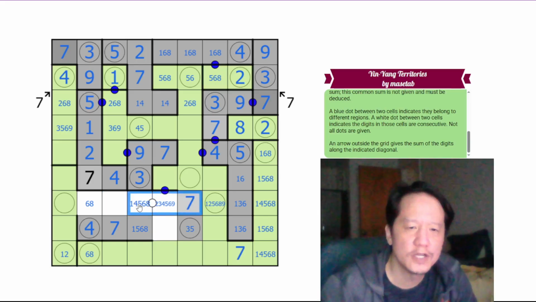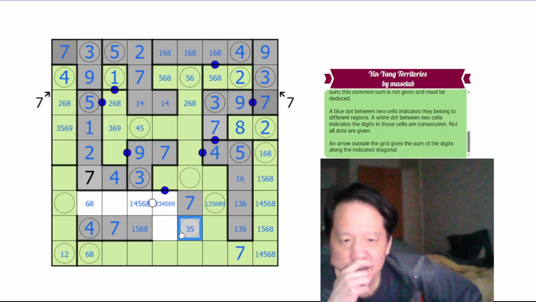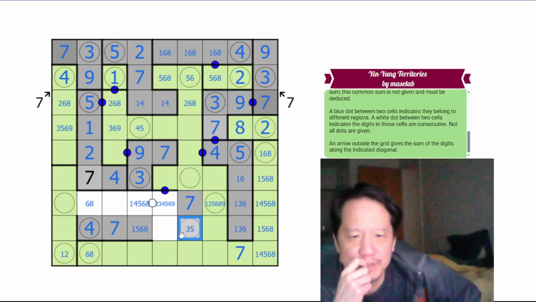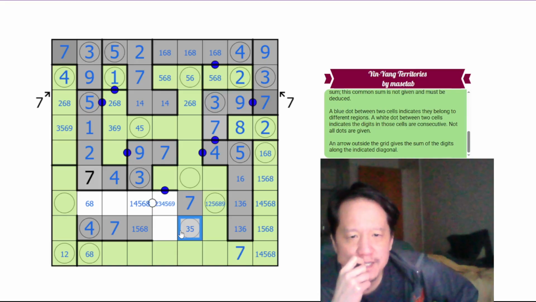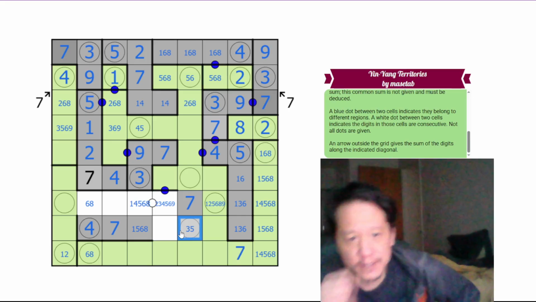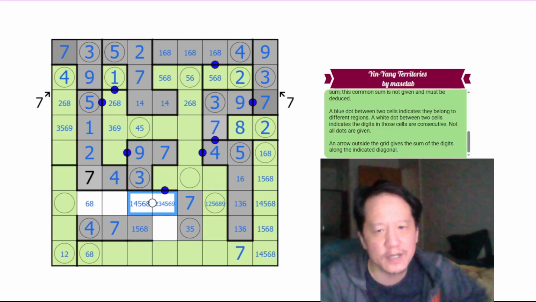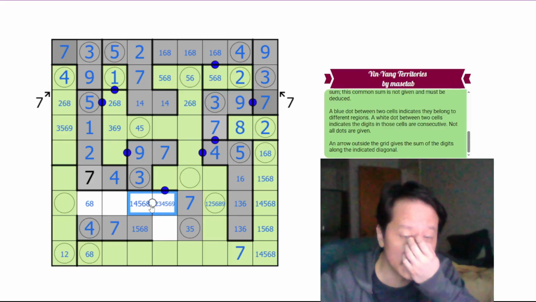Shoot. It has to go this way then. But that's not going to work. How did I mess this up? Dang it. Right, these have to be part of a region. And this can't... So then it has to go that way, but then that's 9 and 8.